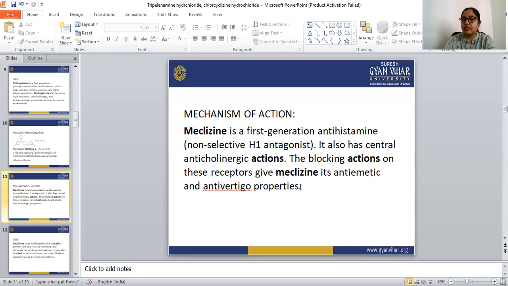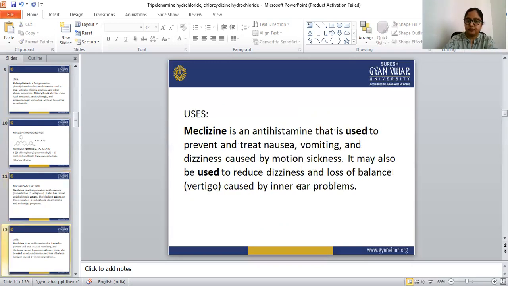So meclizine is a first generation antihistamine. It is a non-selective H1 antagonist, and it also has central anticholinergic action. The blocking action on these receptors gives meclizine its anti-emetic and anti-vertigo properties. So let's see what the uses of meclizine are.